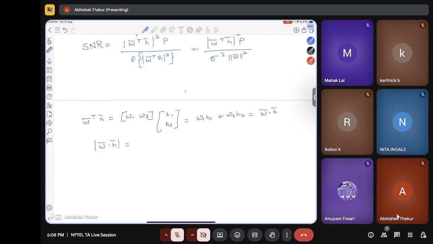So we can write it as, this term will be maximum when cos theta is 1. So when is cos theta 1? At theta equal to 0, this will become the magnitude of w into the magnitude of h bar. And at theta equal to pi by 2, this term will become 0.